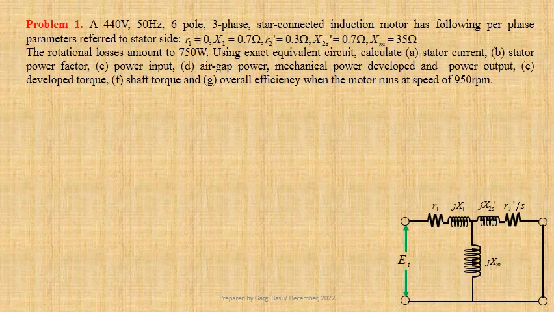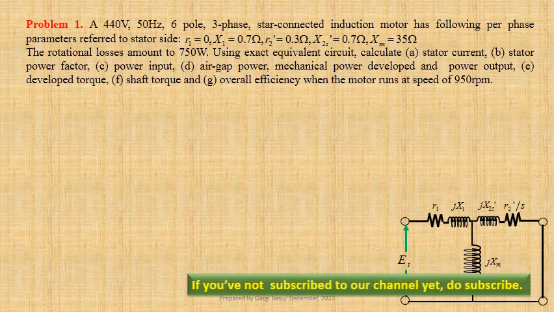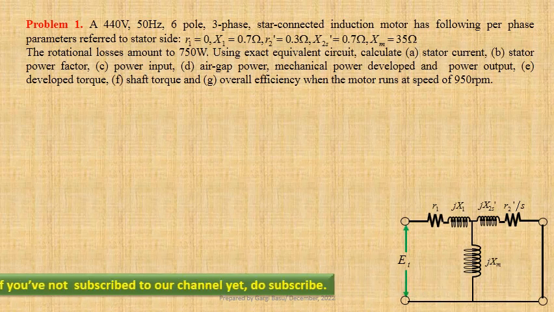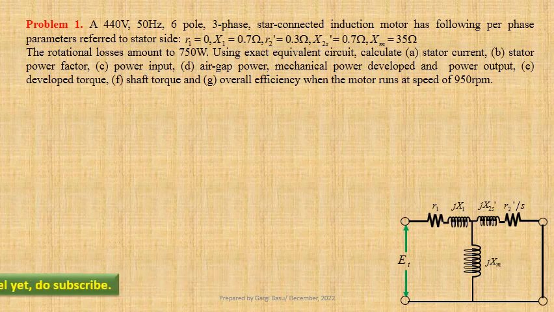A 440 volt, 50 Hz, 6-pole 3-phase star-connected induction motor has following per-phase parameters referred to stator side. R1 equals 0, X1 equals 0.7 ohm, R2 dash equals 0.3 ohm, X2S dash equals 0.7 ohm and Xm equals 35 ohm. The rotational losses amount to 750 watts.